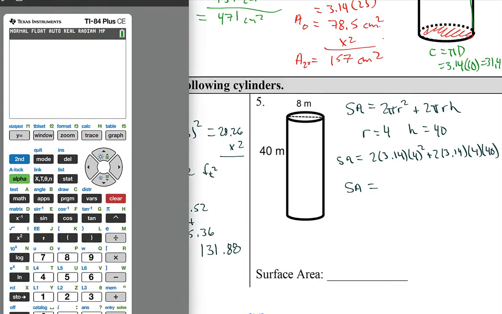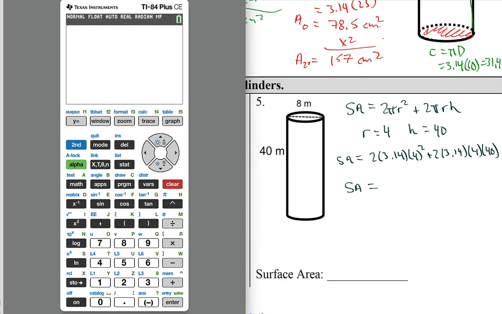Now, the formula one. And I saved the putting it in the calculator for last, so I can teach you how to do that. What do we have? 8. So you write down the formula. If you're going to do it this way, that's fine. But you have to write down the formula, and then you write down what the radius and the height are. So I did that. So here we go. The surface area equals 2 pi r squared plus 2 pi r, be careful, the radius is 4, times the height, which is 40 here.